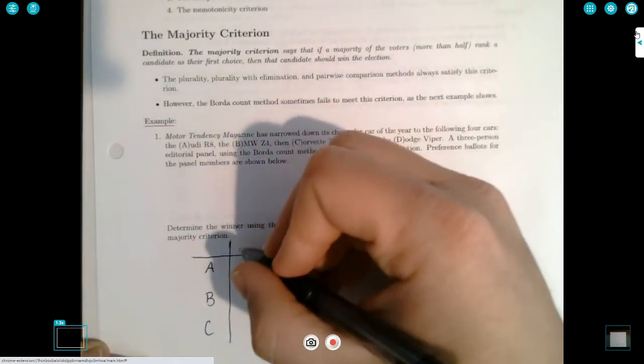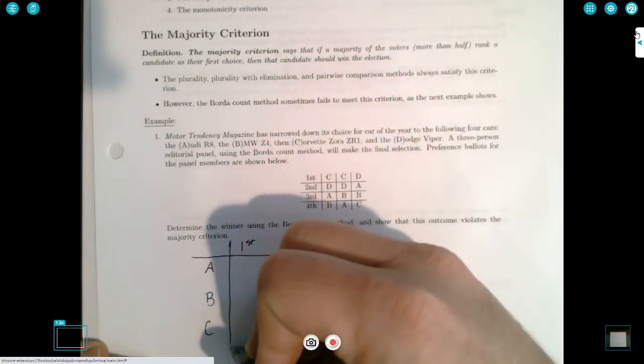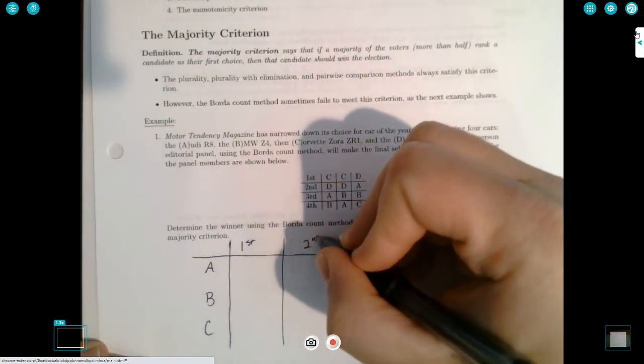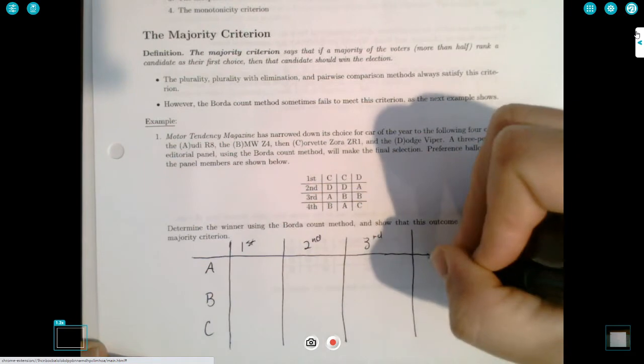The Audi was ranked first a couple times. Actually, maybe never. It actually wasn't ever, but that's okay. We still need a column for first. It was ranked second. It was ranked third, and then we need the total number of points.